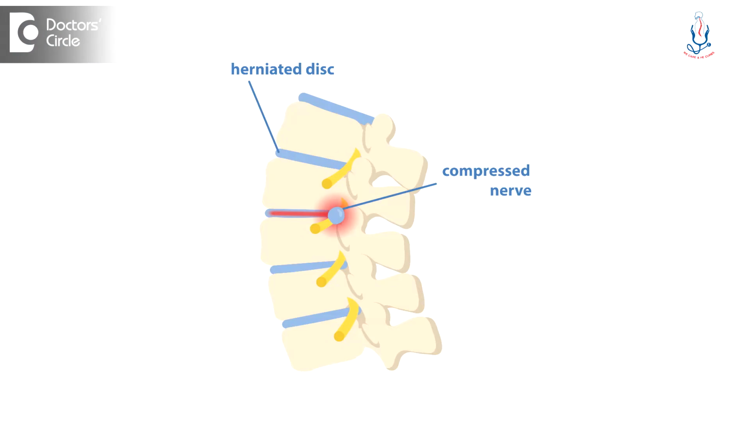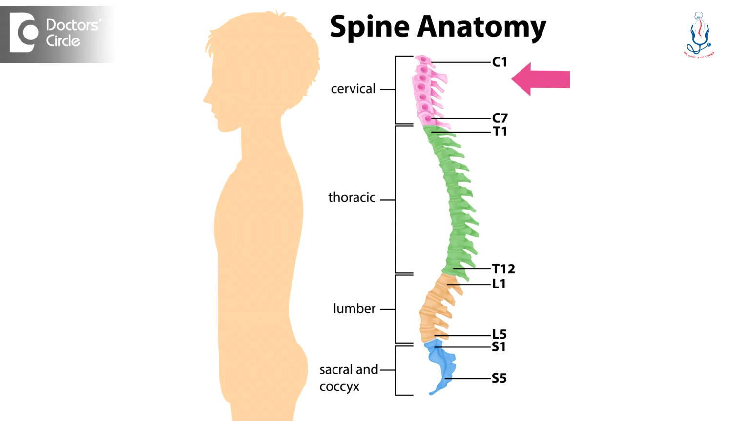Cervical myelopathy is if there is a pressure on the cervical spinal cord. Cervical spinal cord is from the base of the skull to the C7 vertebra. So, the spinal cord which runs in between, that is called the cervical spinal cord.